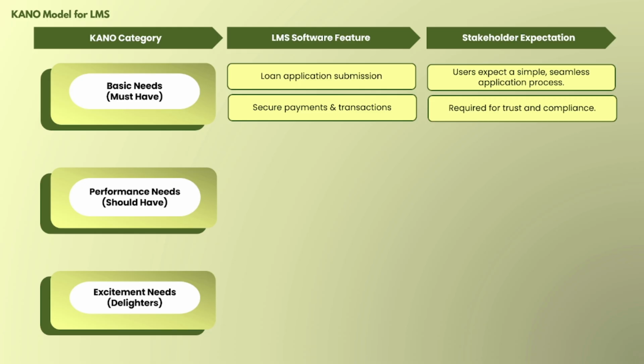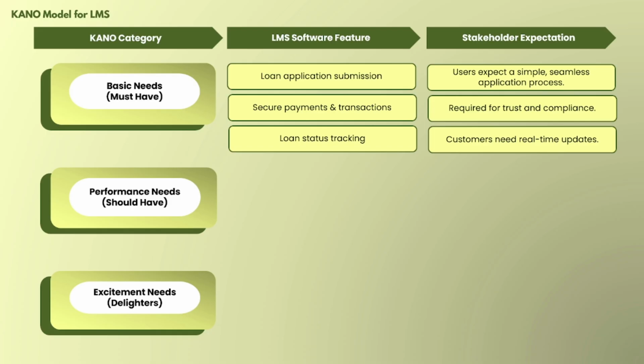Then secure payment transaction. This is another must-have feature. We are only focusing on loan application submission, but what happens when the customer borrows the loan from our bank and now it's time for payment transaction? Then secure payment and transaction ought to be there. The stakeholder expectation here is required for trust and compliance. So this is the stakeholder expectation from this system.